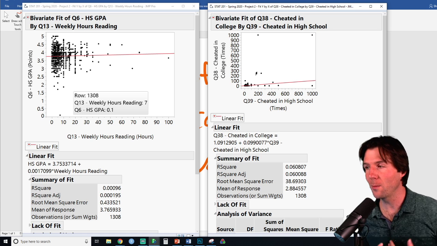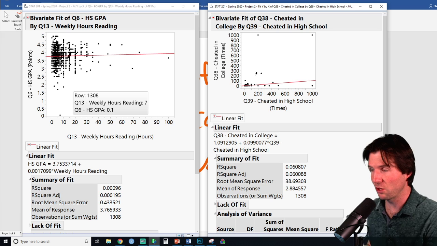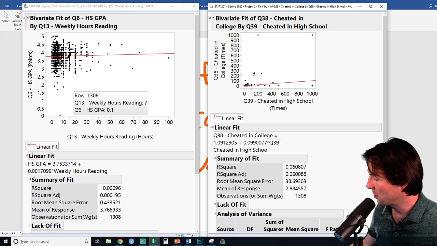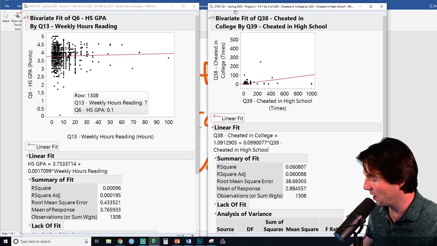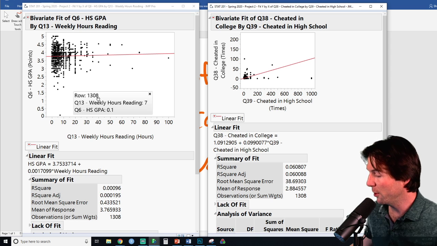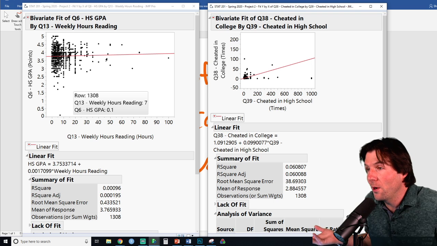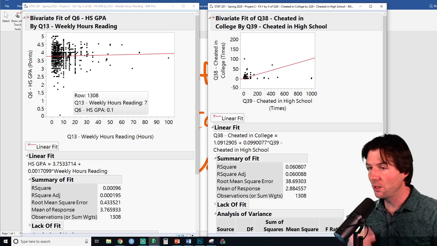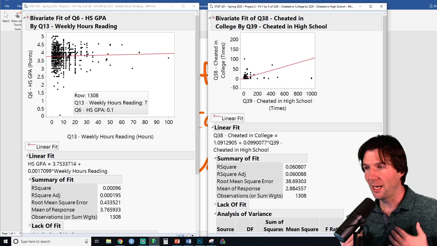So if you know how much someone has cheated in high school, that gives you information about how much they've cheated in college. Think about this. There's a positive linear relationship to cheating in high school to cheating in college, meaning if somebody cheats more in high school, they're more likely to cheat in college. But over here on the left, there's no association. If somebody reads more, then you really don't know what their high school GPA was. There's really no association between reading and your high school GPA.